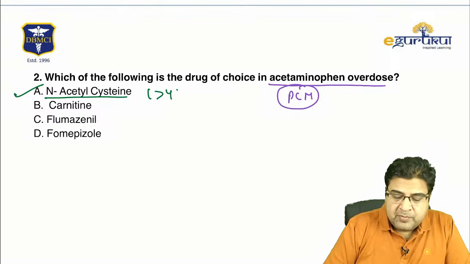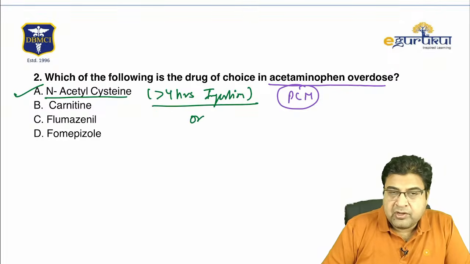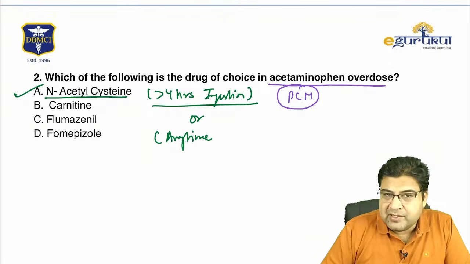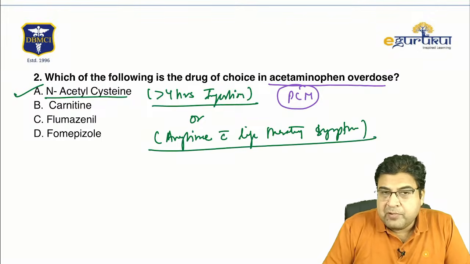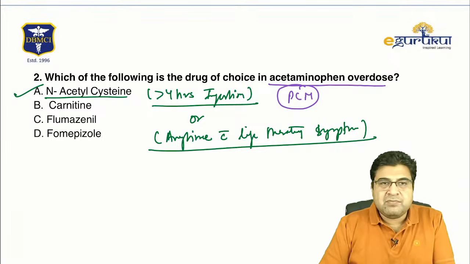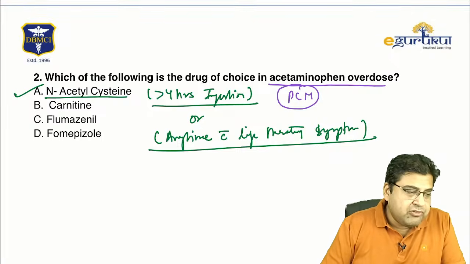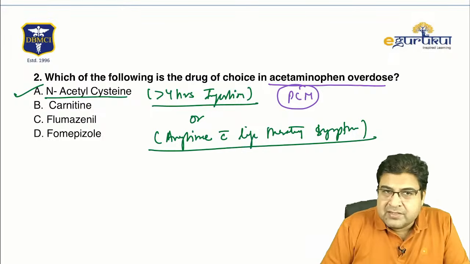This is given when the patient comes to you after 4 hours of ingestion, or the patient has come to you anytime after consuming paracetamol with life-threatening symptoms. So the patient has come to you with life-threatening symptoms anytime after overdose, or the patient has come to you with just mild symptoms after 4 hours have passed. So the answer here is N-acetylcysteine.